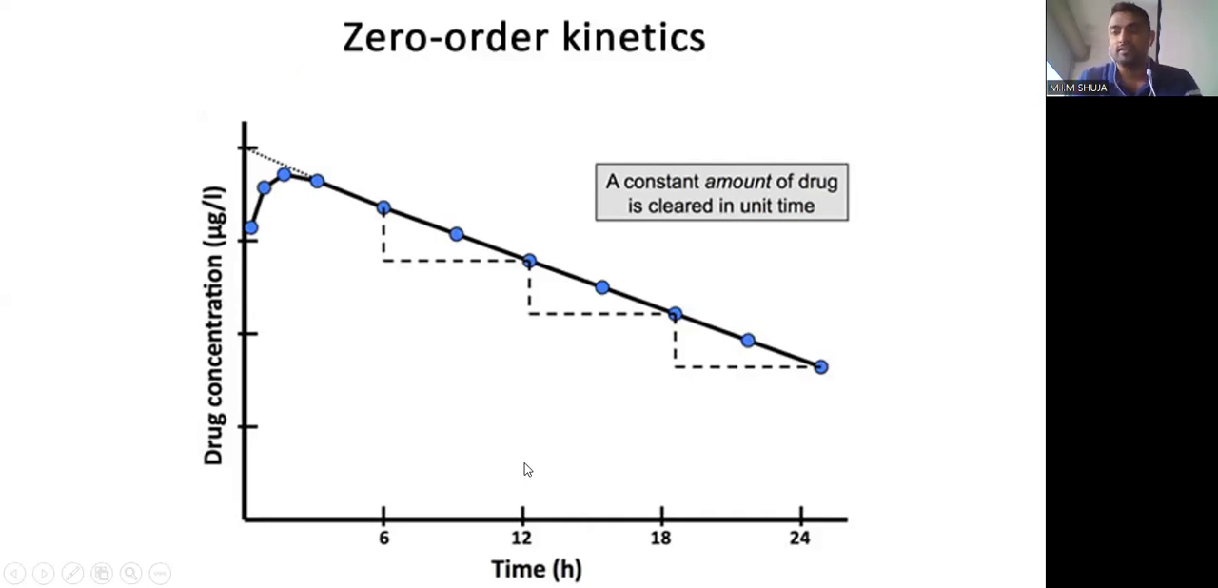What is T half? T half is the time from this amount to half. So if it is 100, somewhere here, the time is this. But from this to half is here. So the time is reduced. That's why for zero order kinetics, the T half varies. The constant amount of drug is cleared, not the constant fraction. Okay.